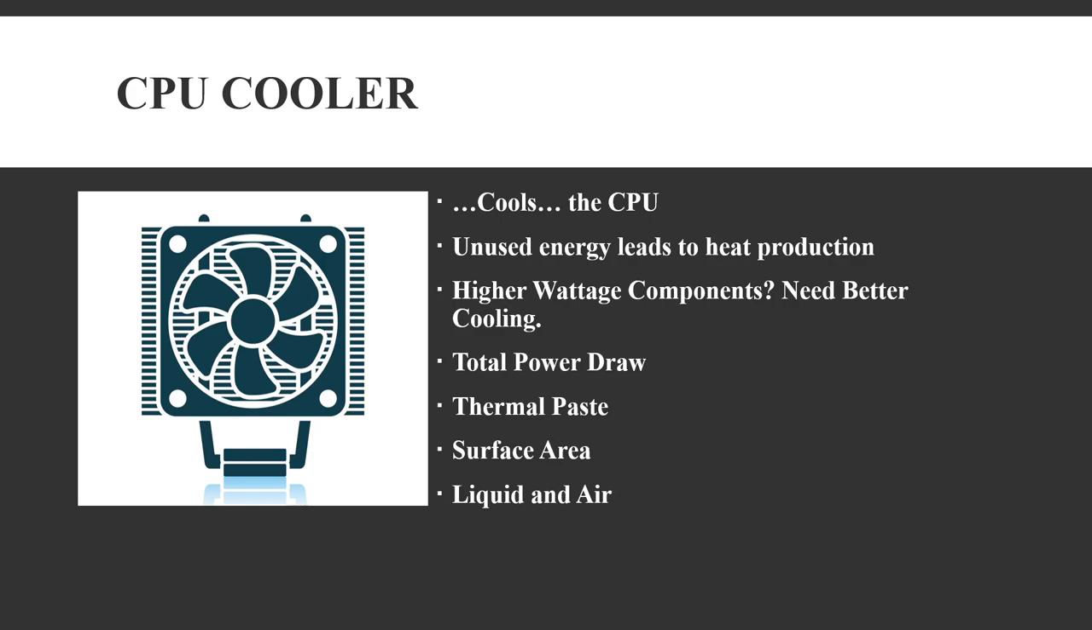Speaking of cooling, now we have the CPU cooler. This sounds really, really obvious, guys. Like, what does a CPU cooler do? Well, it cools the CPU. It's all that unused energy that leads to heat production. One easy way to figure out what type of CPU cooler you want to look at is to look at the total power draw, also referred to as TDP, of the CPU. Now, with higher wattage components, guys, you're going to need better cooling. All components have these TDP values, which basically show you the wattage they're expected to use. Once again, more wattage equals more energy equals more heat.